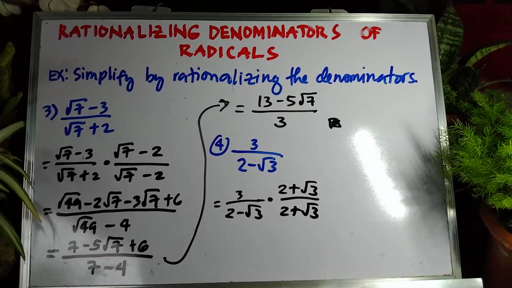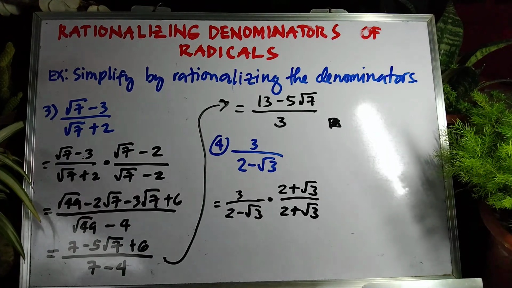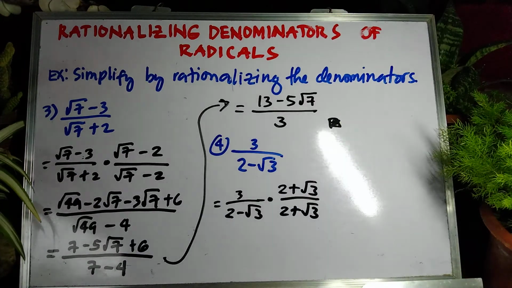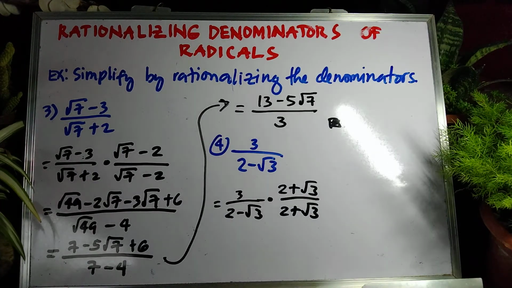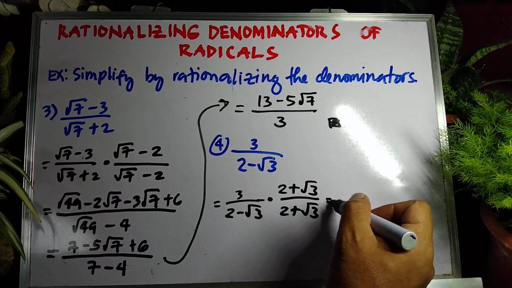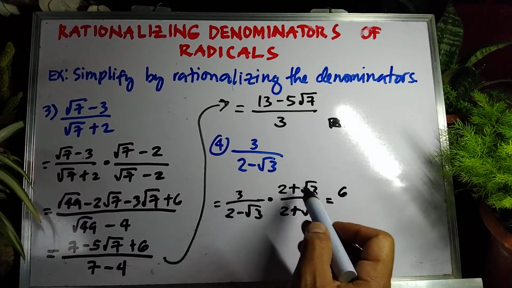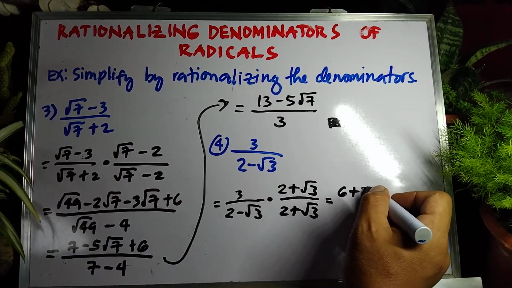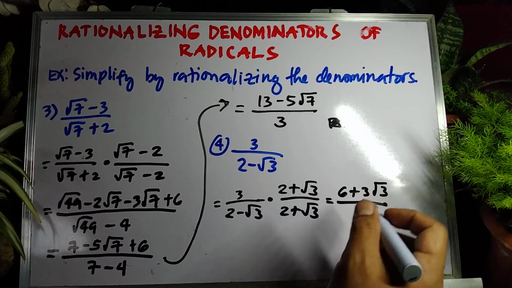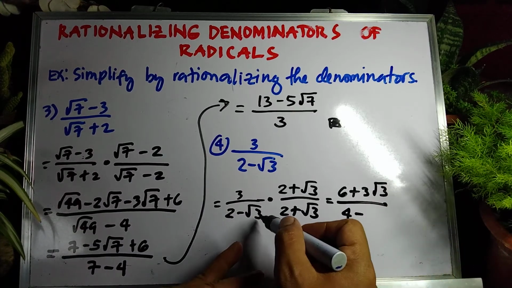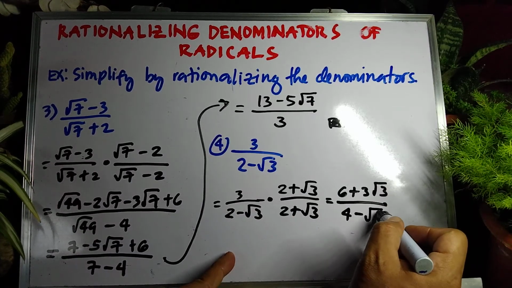Okay? So, let's continue. Okay, this is 3 times 2, you have 6. 3 times square root of 3 is plus 3 square root of 3. All over, this is the difference of two squares. 2 times 2 is 4. Minus square root of 3 times square root of 3, that is square root of 9.